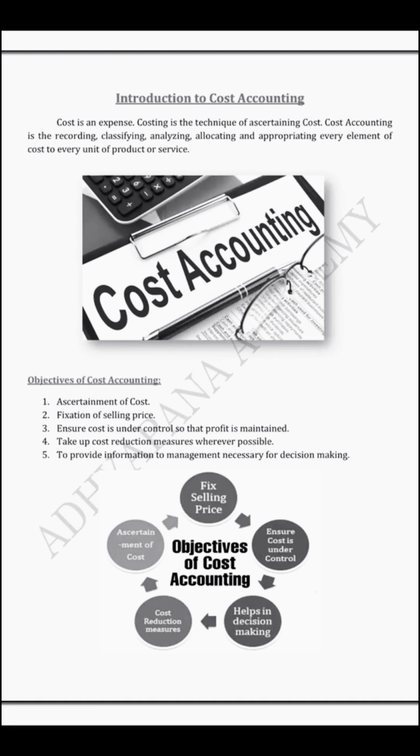Then you allocate the cost. There are various departments in an organization. Once the cost is incurred, it has to be allocated to the various departments on an appropriate basis. So you allocate the cost to the departments. Then you appropriate every element of cost to every unit of product or service.